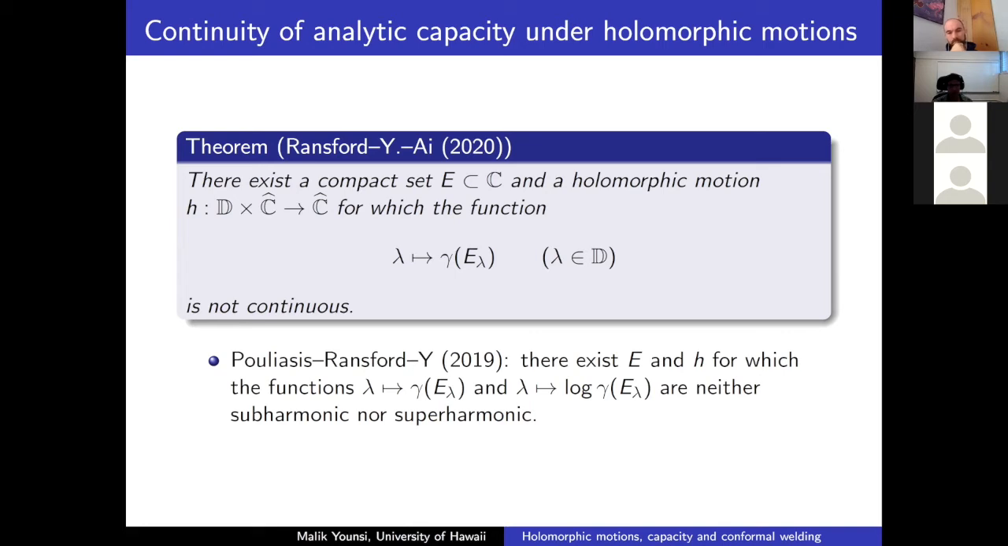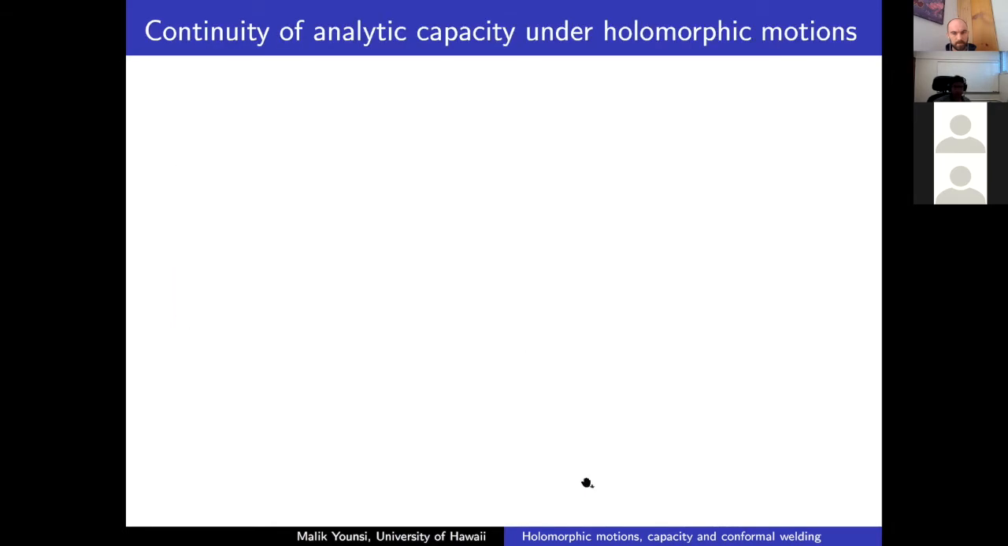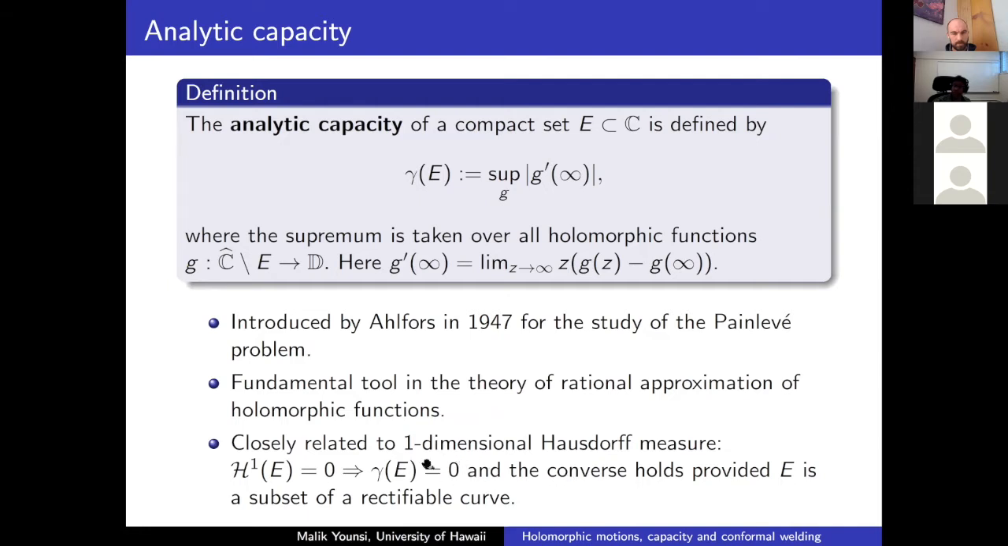So now I would like to say a few words about how you can prove such a result. Sorry, I got a Zoom upgrade. So I want to say a few words about how you can construct such a holomorphic motion and such a compact set. The main difficulty here is that analytic capacity for a given set is in general very hard to calculate or even estimate. But we have this relationship here for subsets of rectifiable curves. So we know that sets of capacity 0 coincide with sets of one-dimensional Hausdorff measure 0.